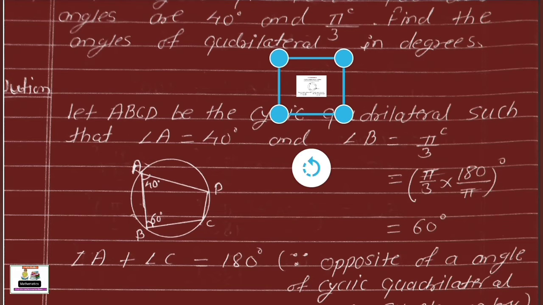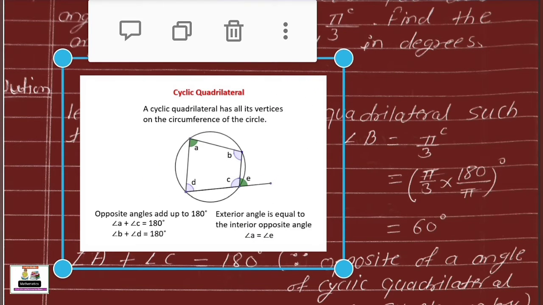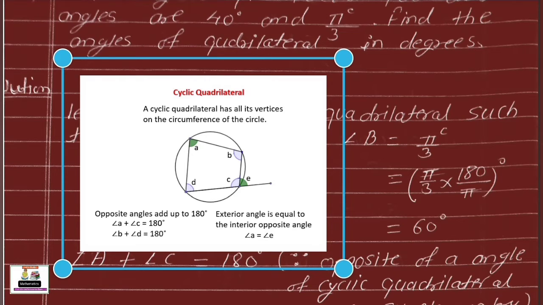Let's first see what the quadrilateral angles are here. See this picture. A cyclic quadrilateral has all its vertices on the circumference of the circle. Here opposite angles add up to 180 degrees. That means angle A plus angle C is equal to 180, and similarly angle B plus angle D is equal to 180 degrees. Here the exterior angle is equal to the interior opposite angle. That means angle A is equal to angle E. Here angle E is the exterior angle and angle A is the interior angle. These angles are equal.